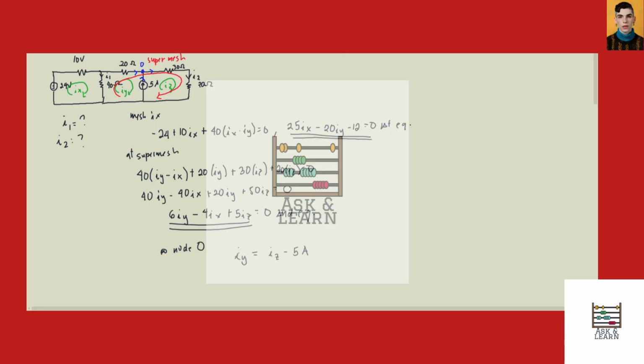So you could say Iy plus 5 amperes is equal to Iz. Now, rewriting the equation, we get Iy plus 5 amperes minus Iz is equal to 0. Now, this is our third equation needed to solve the system of equations.